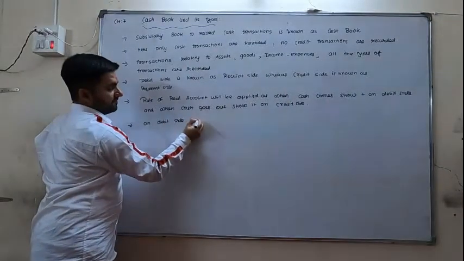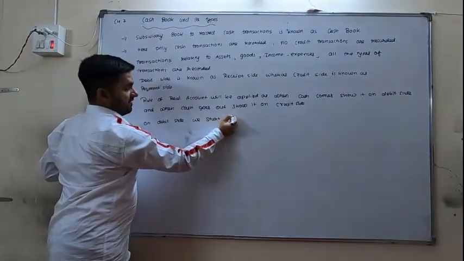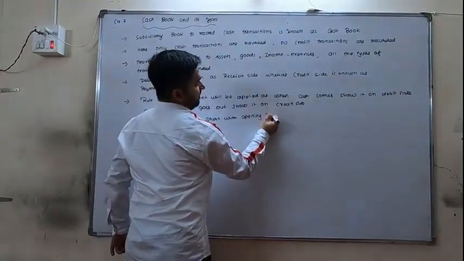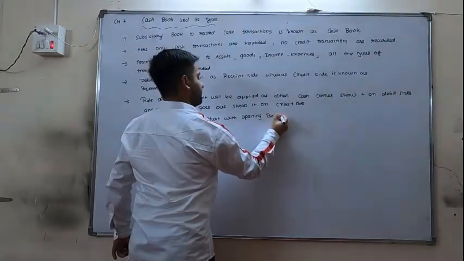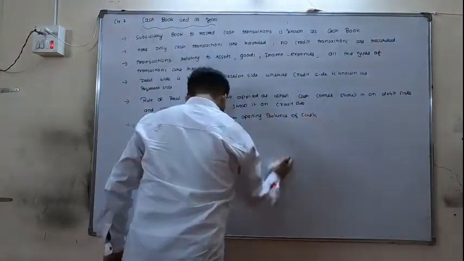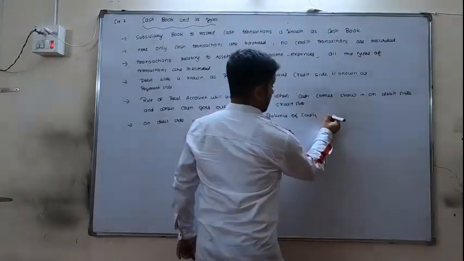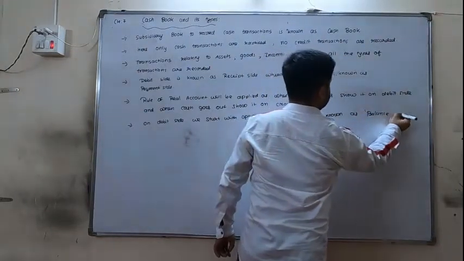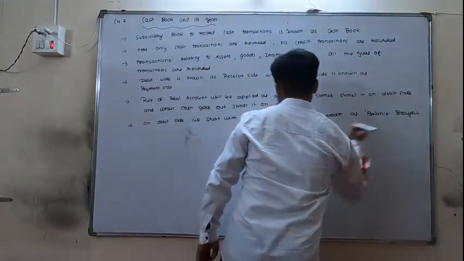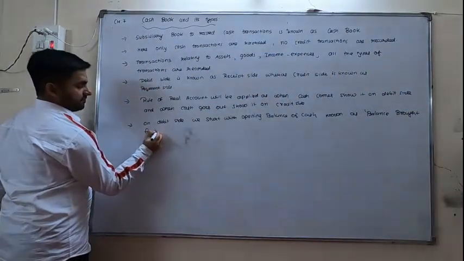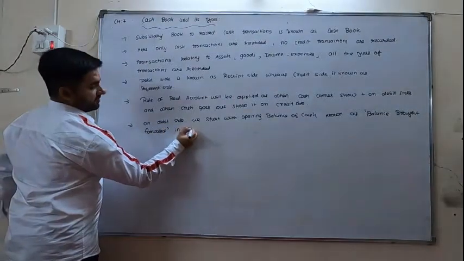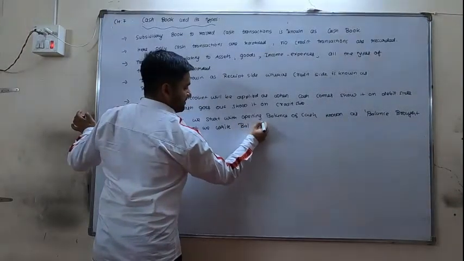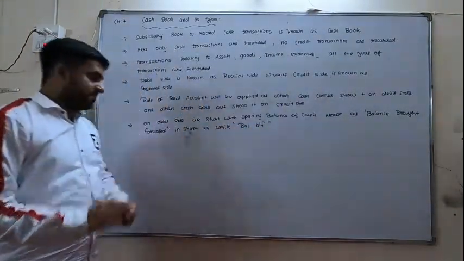On debit side, we start with the opening balance of cash, known as balance brought forward. In short, we write balance BF, B oblique F. Okay.